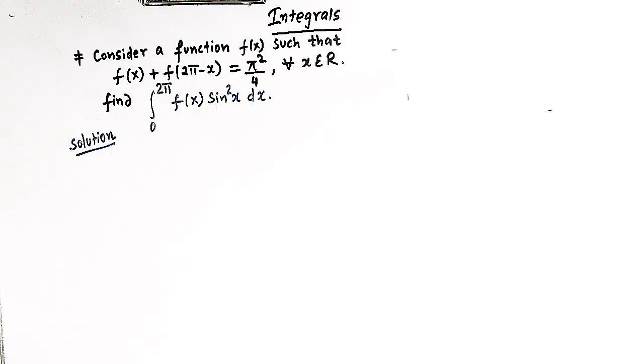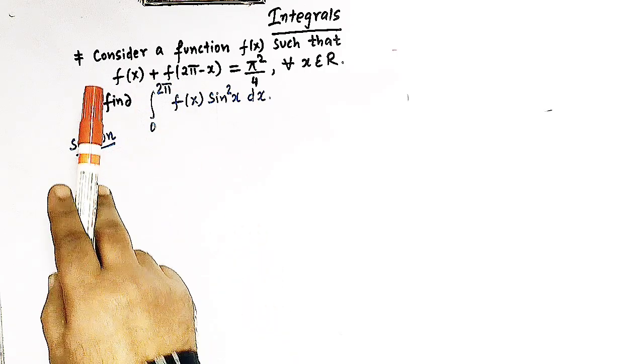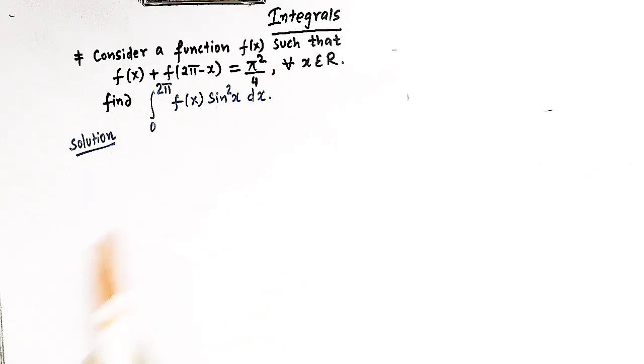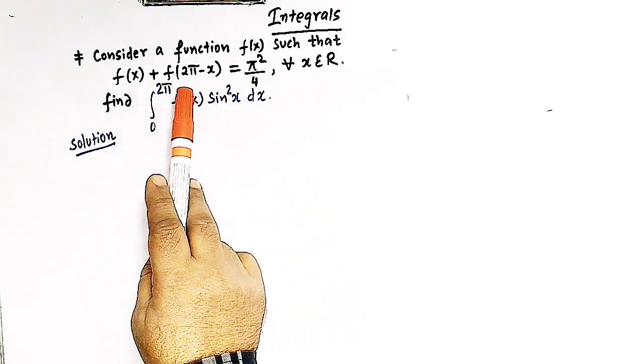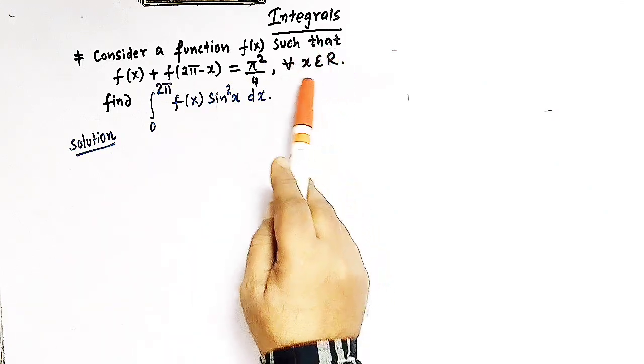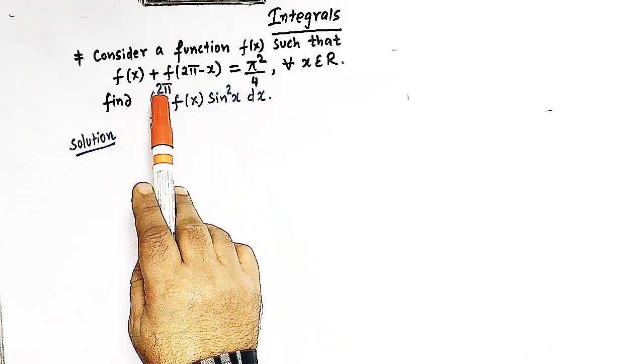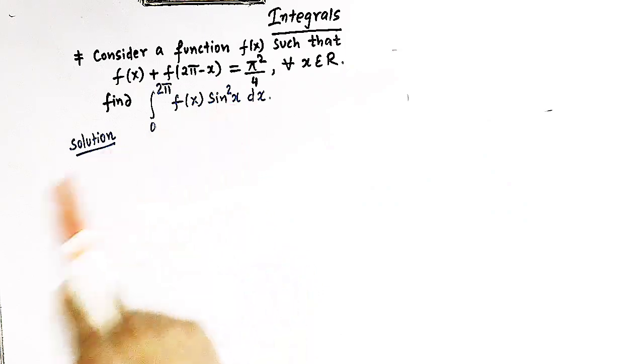Hello viewers, in today's session we are going to discuss an important and conceptual problem from definite integrals. And here we are given this problem where we have to make use of properties of definite integrals, right? So let us first read out this problem. Consider a function f of x such that f of x plus f of 2 pi minus x is equal to pi square over 4 for all values of x belonging to the set of real numbers. Then we have to find out the value of this integral, that is 0 to 2 pi f of x sine square x dx.